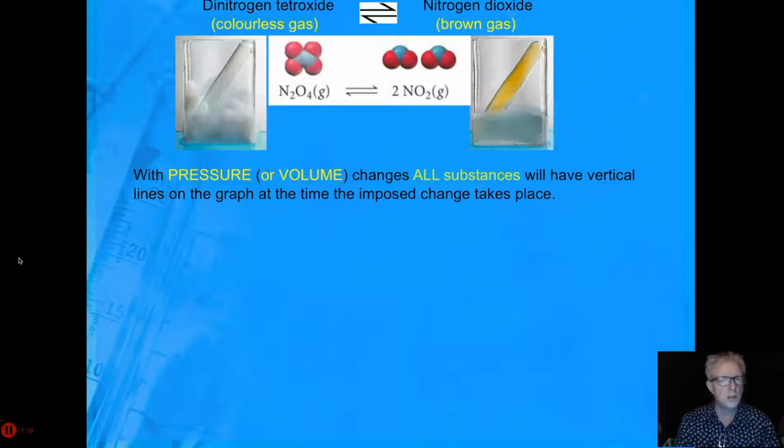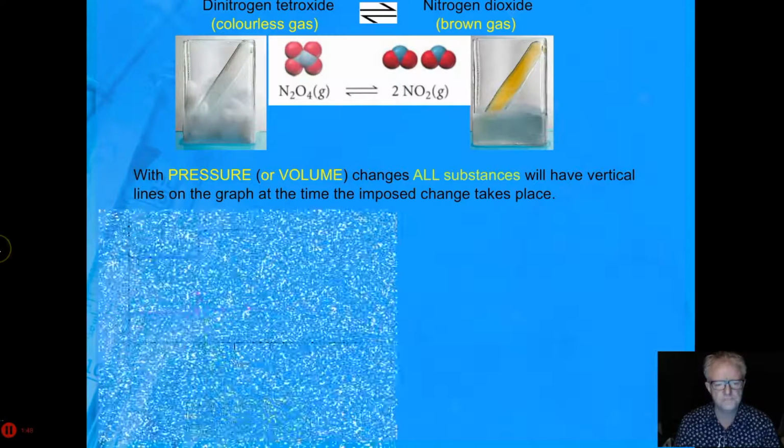If you change one, like you change the pressure, how do you change the pressure? Well, you can change the pressure by changing the volume size. That's going to change the pressure. So some questions will say a pressure change occurred where the volume was increased or decreased. Just keep in mind that pressure and volume are pretty much the same thing in terms of the effect on the equilibrium reaction.